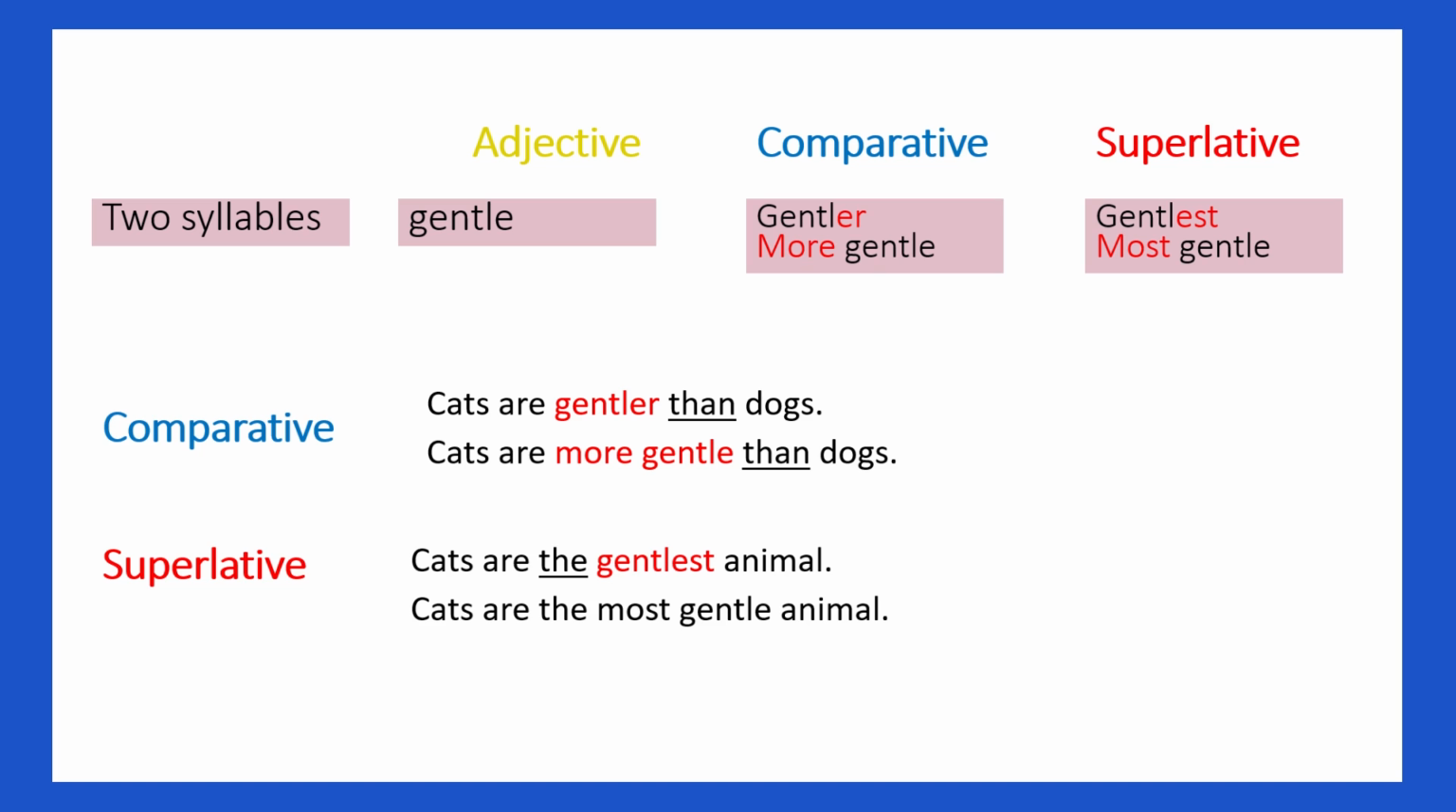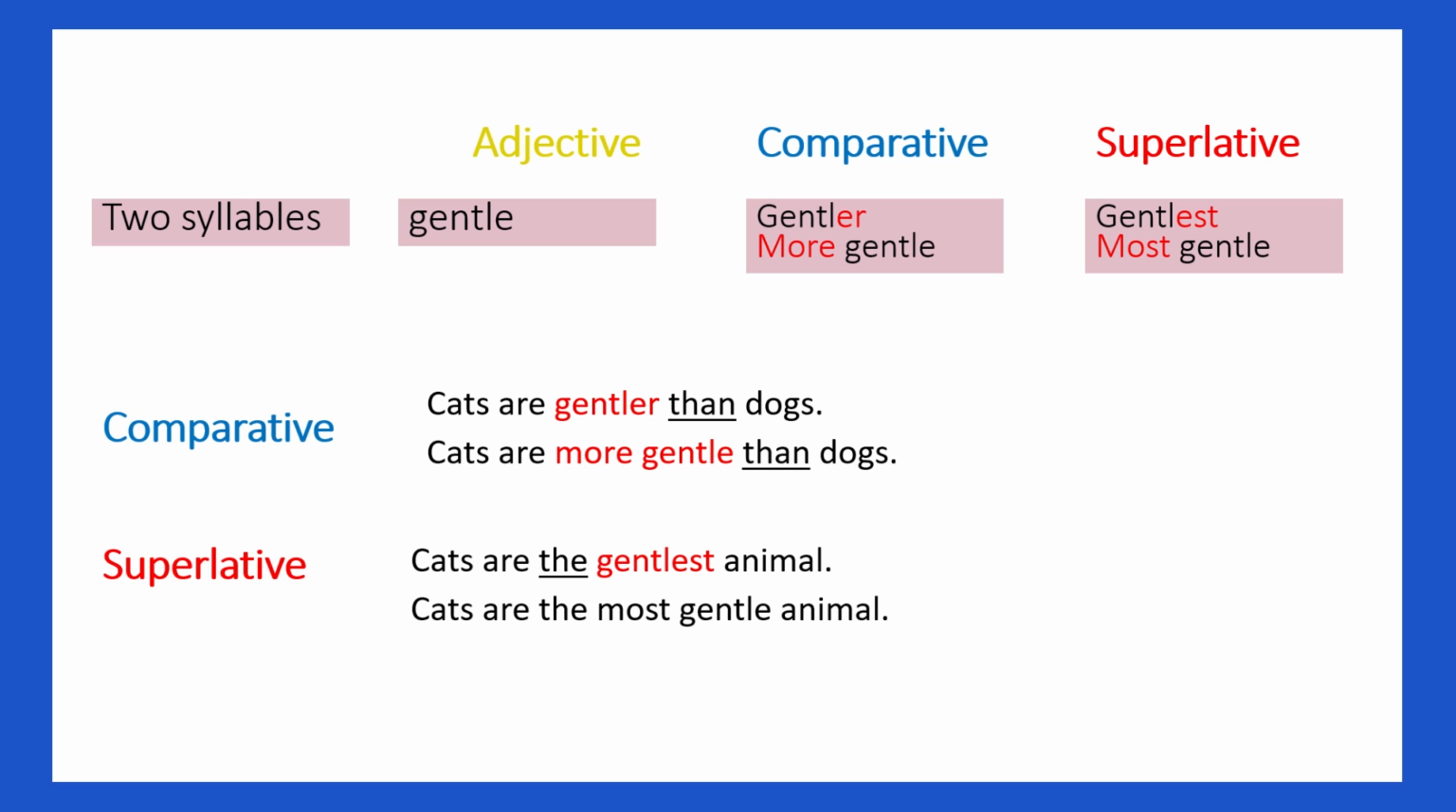Okay, for adjectives with two syllables, there are two ways we can form the comparative or superlative. So please take a look at the example. When forming the comparative, we can add ER, or we can insert more before the adjective. So gentle becomes gentler or more gentle. When forming the superlative, we can add est to the end or insert most before the adjective. So gentle becomes gentlest and most gentle.